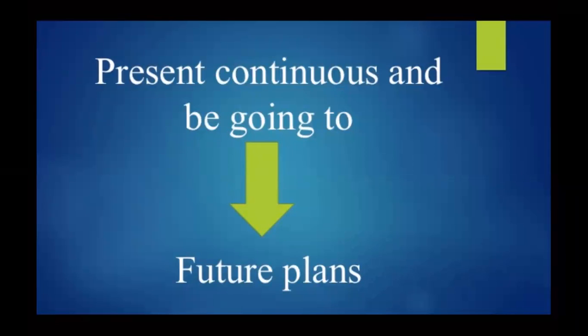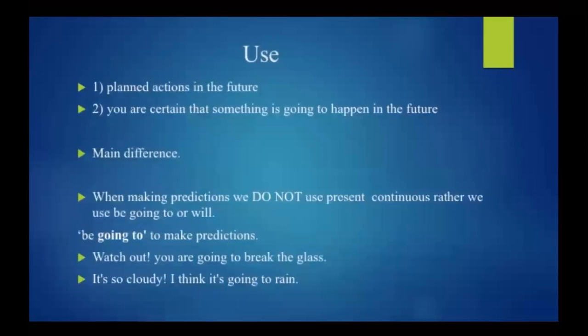As you could see, we have two possible ways to express future. We may use present continuous as well as be going to talk about it. It is important to know that we may use present continuous and be going to when we planned actions in the future. Also, when we're certain that something is going to happen in the future. We want you to know as well that when we predict, we do not use present continuous.